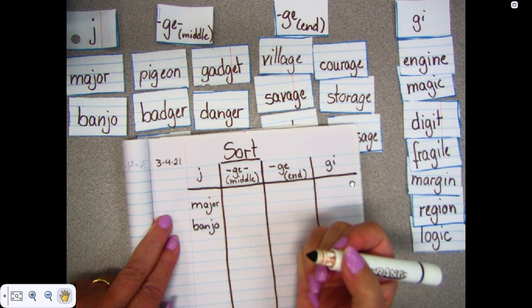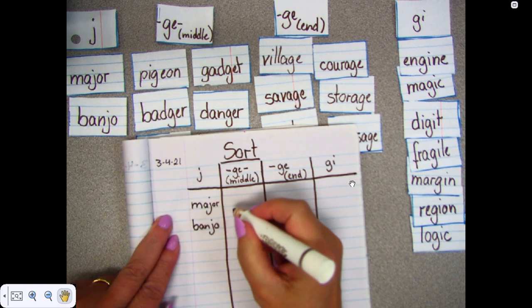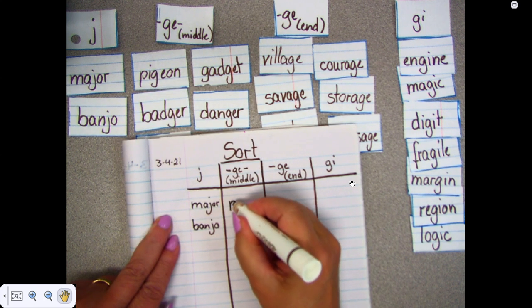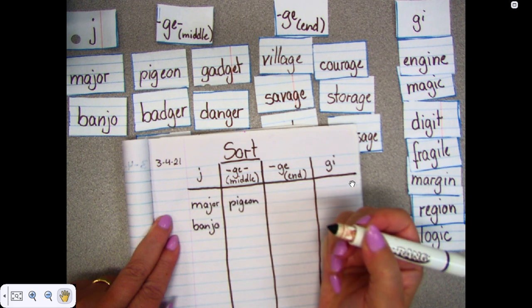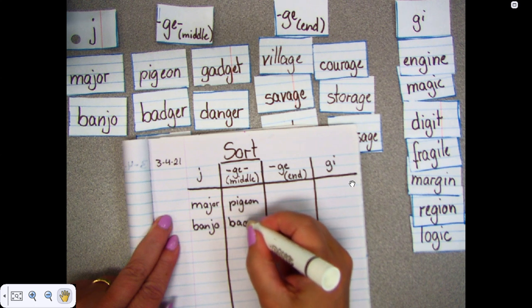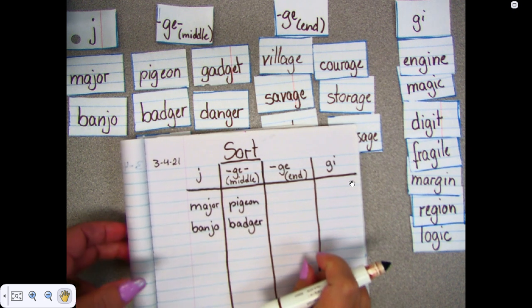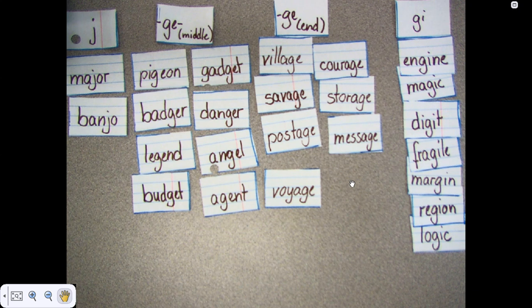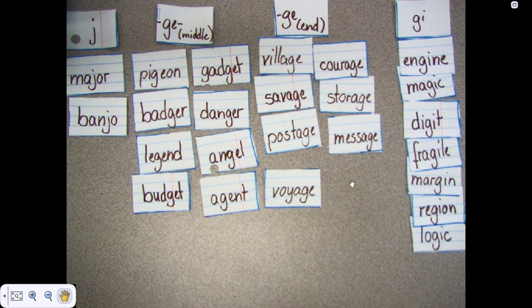All right. Then I'm going to move on to my next one. I have pigeon. And then I'm skipping a line. I'm going to write badger. And I'm going to undo mine. Please go ahead and write the rest of that column. Both of these are from that column. Write them down. Pause your video here.